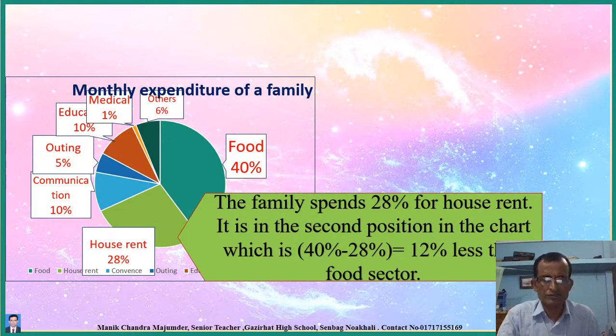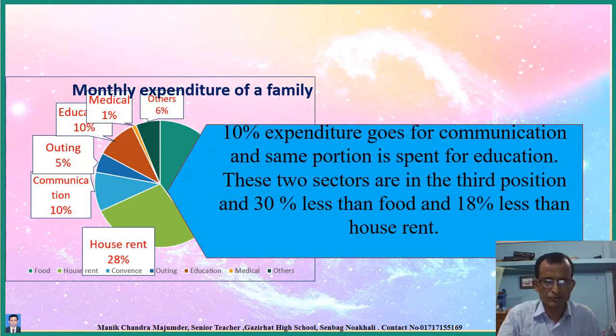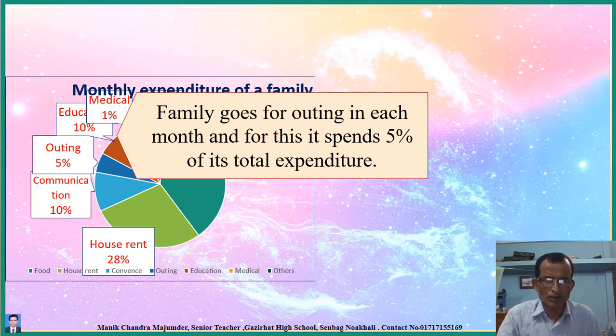It is in the second position in the chart, which is 40% minus 28%, equal to 12% less than the food sector. Here you can see 10% expenditure goes for communication and education. These two sectors are in the third position and 30% less than food and 18% less than house rent. The family goes for outing each month and for this it expends 5% of its total expenditure.